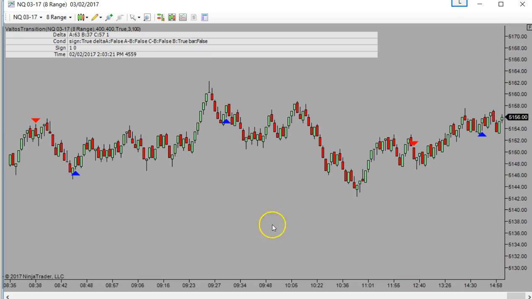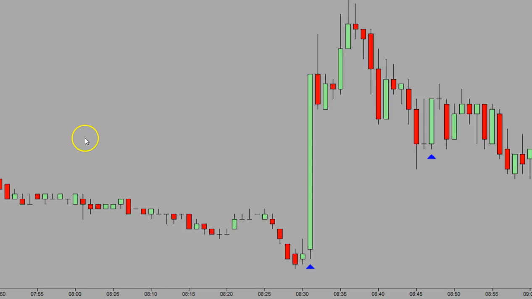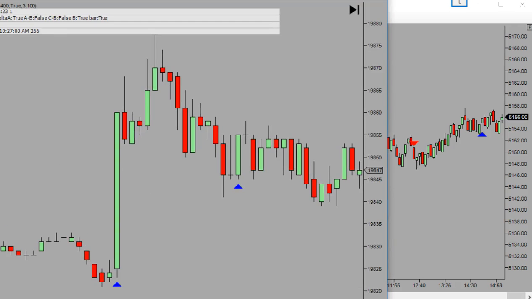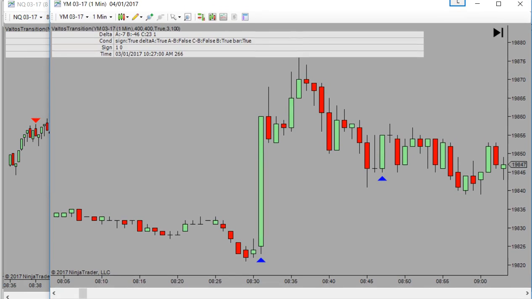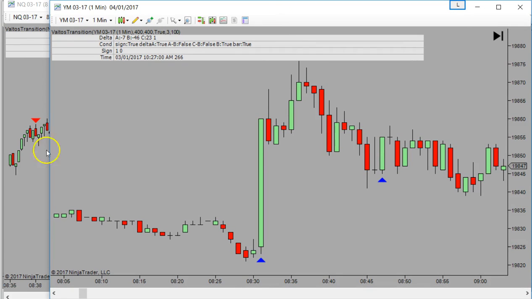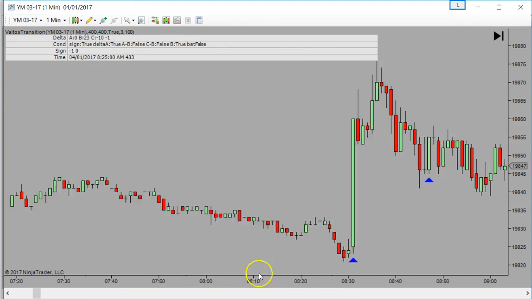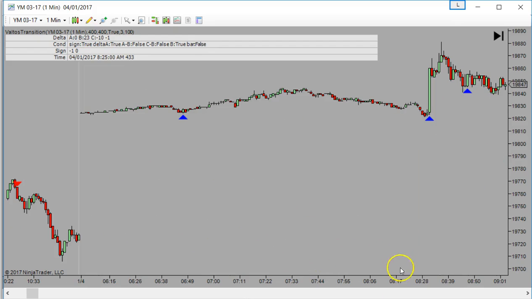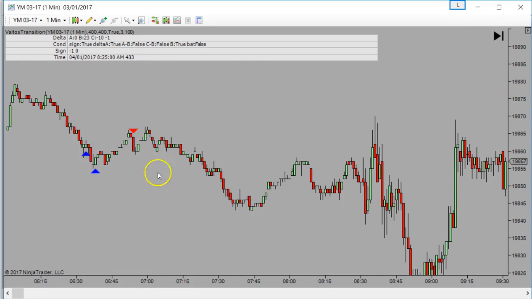Okay, so that's the mini NASDAQ 8 range chart. Now let's go to a mini Dow 1 minute chart. Again, same settings, 3, 100, 400. Mini Dow I like. It's a nice contract to trade.